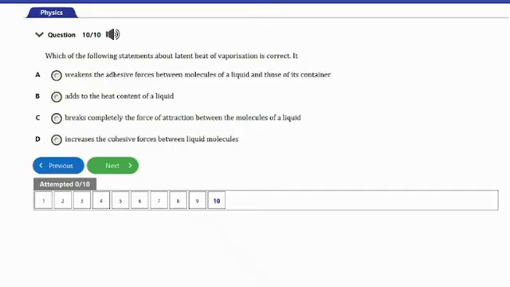So that's question 10 here. It says, which of the following statements about latent heat of vaporization is correct? A, weakens the adhesive forces between molecules of a liquid and those of its container. B, adds to the heat content of a liquid. C, breaks completely the force of attraction between the molecules of a liquid. D, increases the cohesive forces between liquid molecules. So, guys, the answer to this question is option C here. It actually breaks completely the force of attraction between the molecules of a liquid. And that's it for this question.